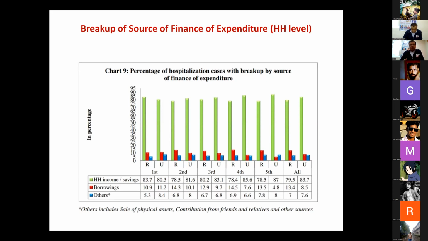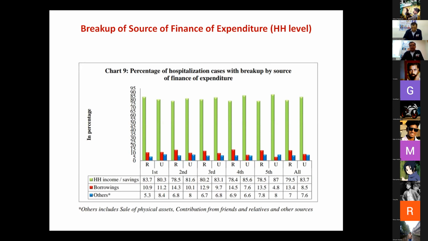See, there are 3 components here. One is the household income or saving. The red one is the borrowing. And the blue one is the others. And below the table, I have mentioned this others. Others include sale of physical assets, contribution from friends and relatives, and other sources.